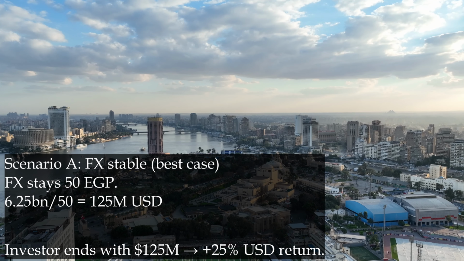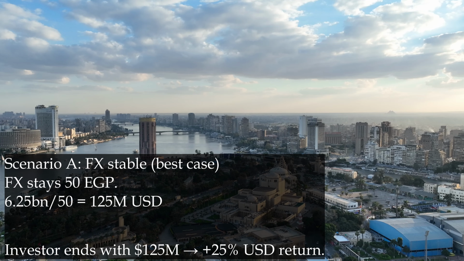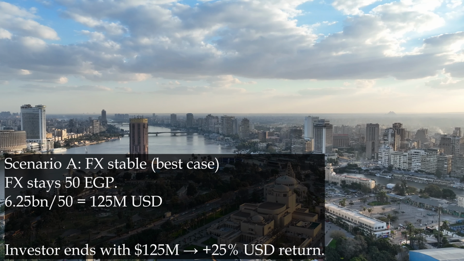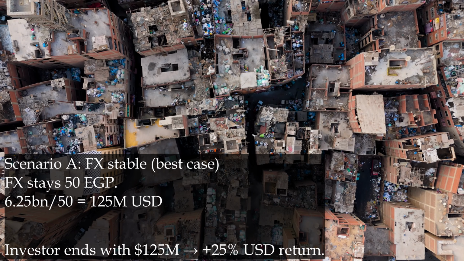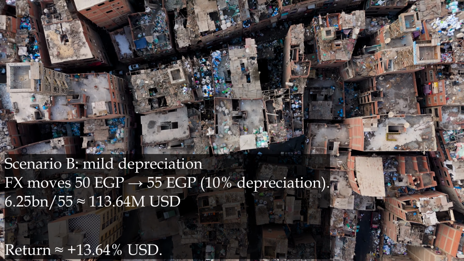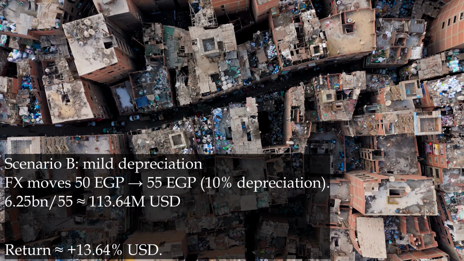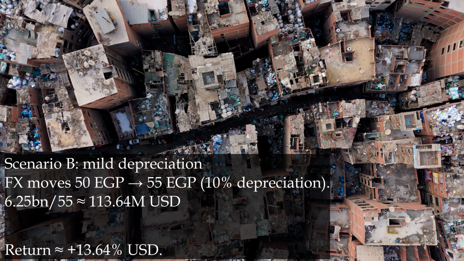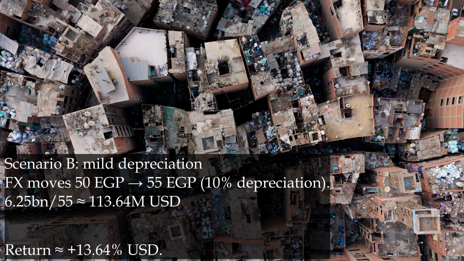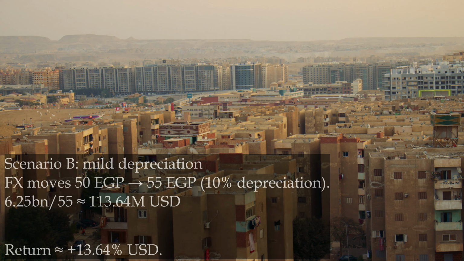Scenario A. FX stable. Best case, FX stays 50. 6.25 billion divided by 50 equals 125 million USD. Investor ends with $125 million, plus 25% USD return. Scenario B. Mild depreciation. FX moves 50 to 55, 10% depreciation. 6.25 billion divided by 55 is approximately 113.64 million USD. Return approximately plus 13.64% USD.